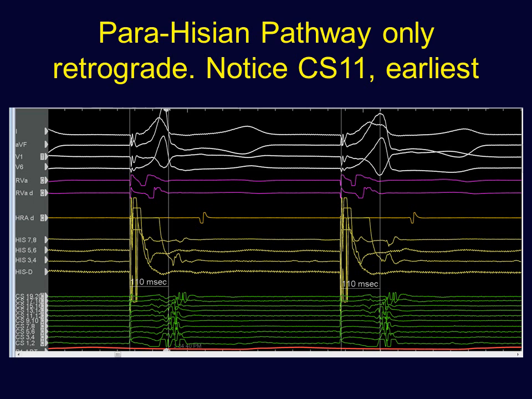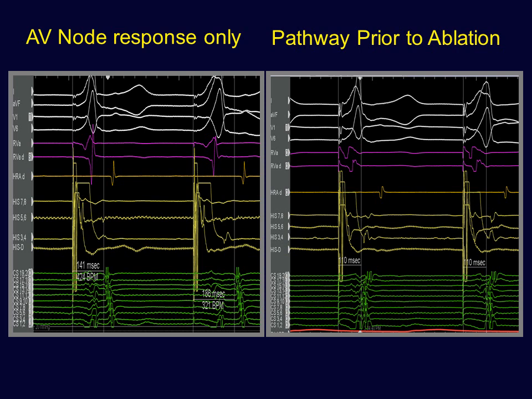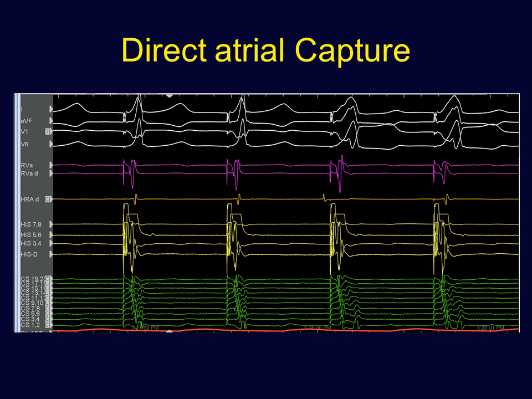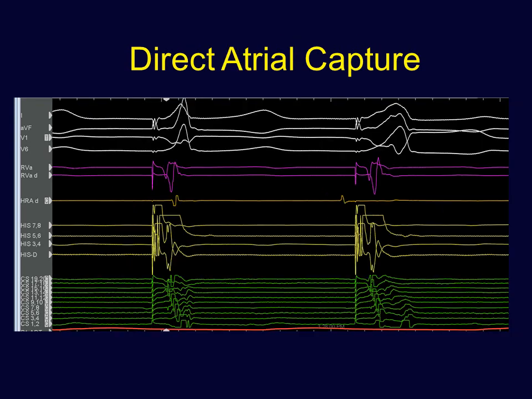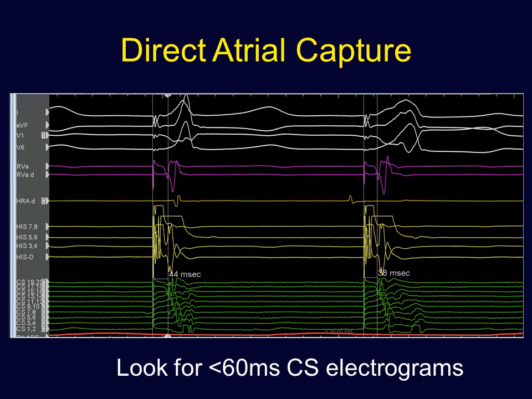So here it is a narrower and wider QRS. CS11 is early, 110 milliseconds, very diagnostic of a pathway. Here on the left you see the AV node response post-ablation, narrow QRS showing 140, wider QRS showing 188, but pre-ablation, narrow and wide were showing the same interval. You could get direct atrial capture like this, and when you have less than 60 milliseconds, that is very diagnostic of direct atrial capture.